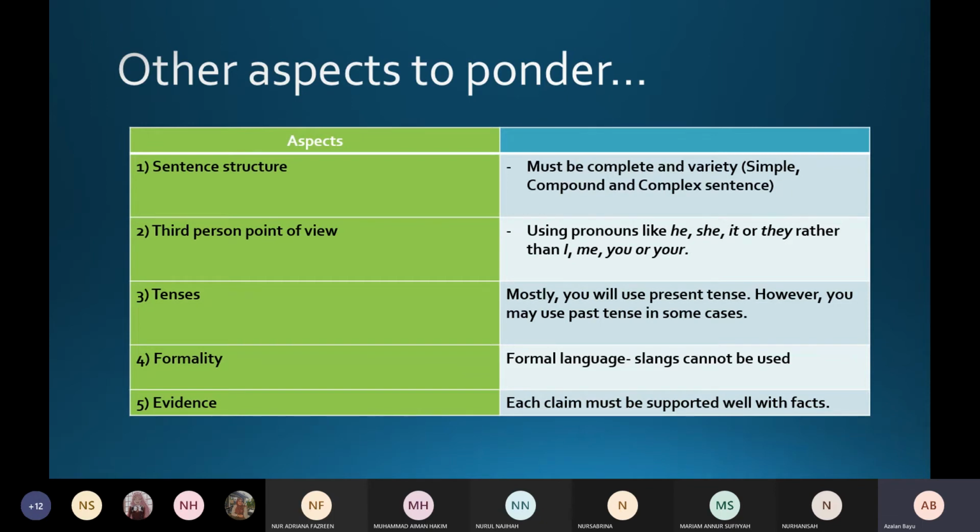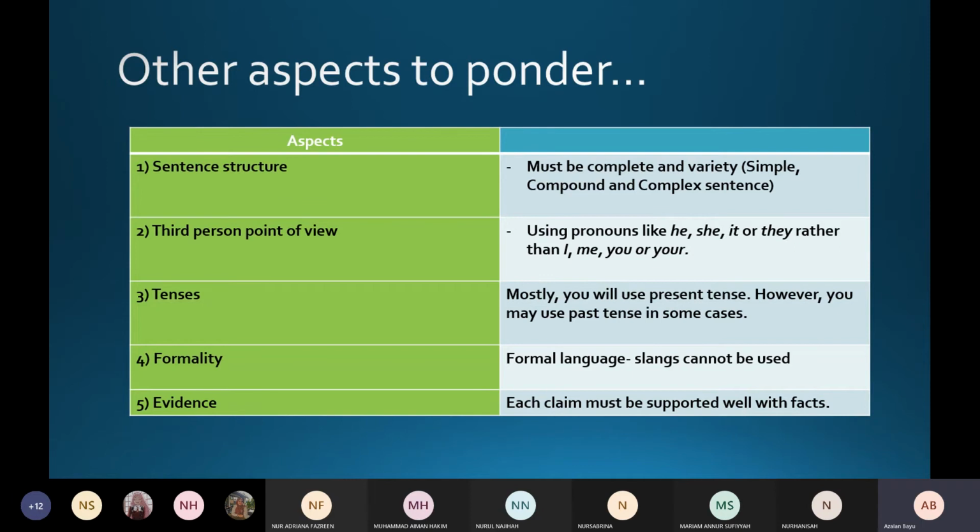Formality, of course, the language must be formal. Dia bukan macam guided writing, you can use apa ni, good luck lah, apalah langgar, tak boleh. You have to avoid the slang. Slang ni maksudnya macam yang you gunakan, contohnya apa slang dalam English.